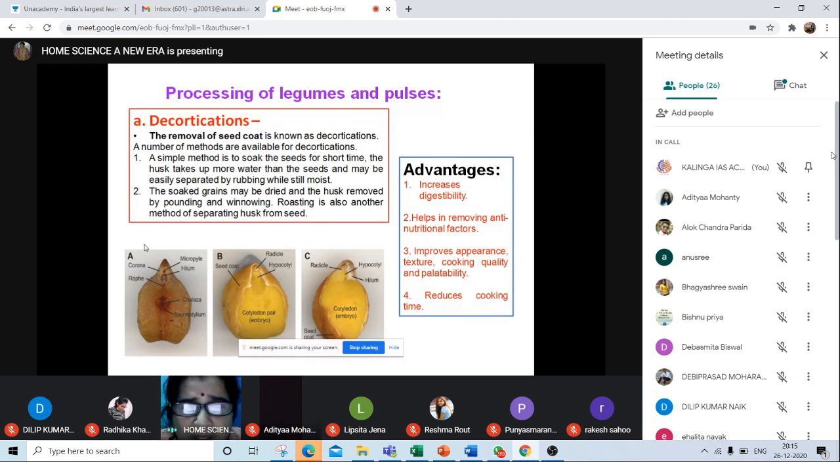So why we do this thing? Because it increases digestibility, helps in removing the anti-nutritional factor. Third is it improves the appearance, texture, cooking quality, as well as the palatability. And it also reduces our cooking time.